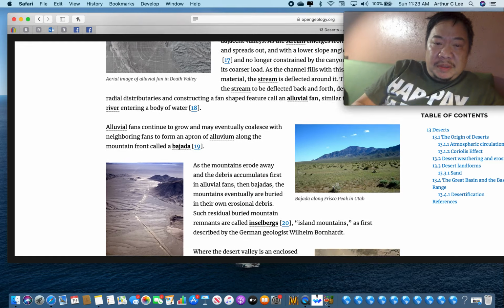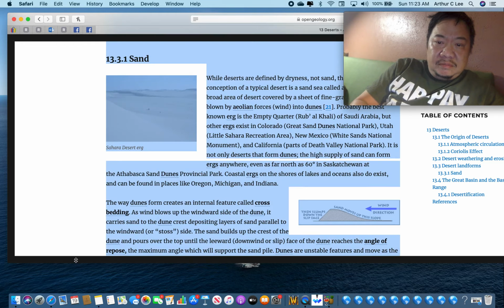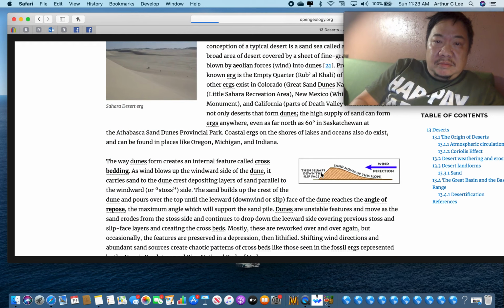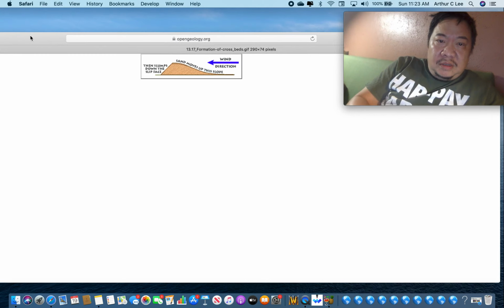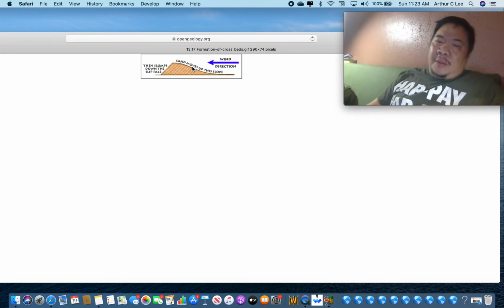I mean, there must be pictures of sand dunes here. Let's see if we can find them. Okay, sand dunes, you can see here, get blown by the wind. So I don't know if you've ever seen a sand dune either on a beach or in the desert.